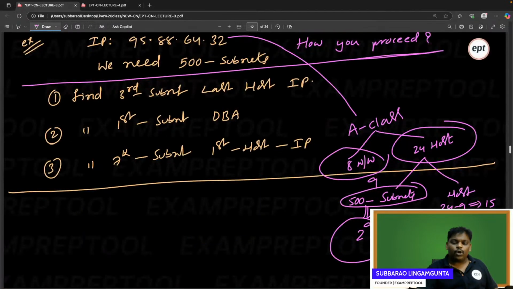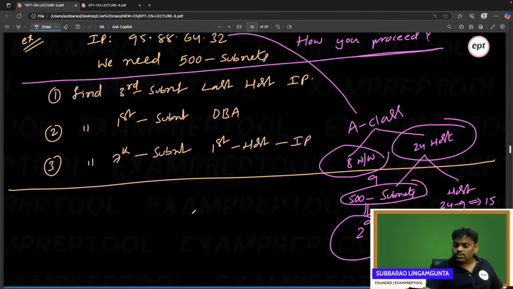So let's see our problem. Three questions are given. We will check one by one. Find the third subnet's last host. Remember, the third subnet: the first one is the 0th one. Number-wise it is 0, 1, 2, 3 and so on. Physically, you call it first subnet, second subnet, third subnet and so on. But in the examination, they will take care. Don't worry. When they say first subnet, it means the 0th one.